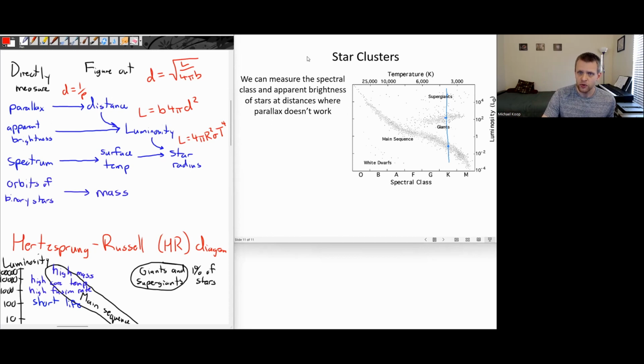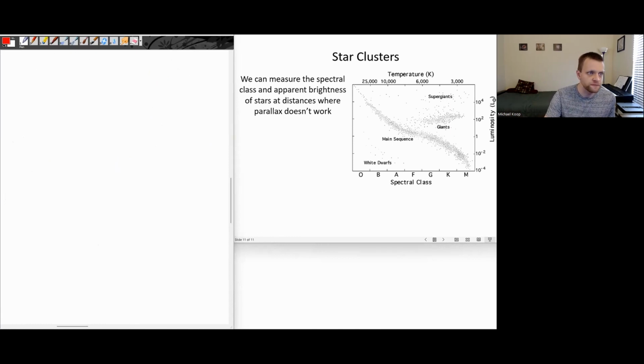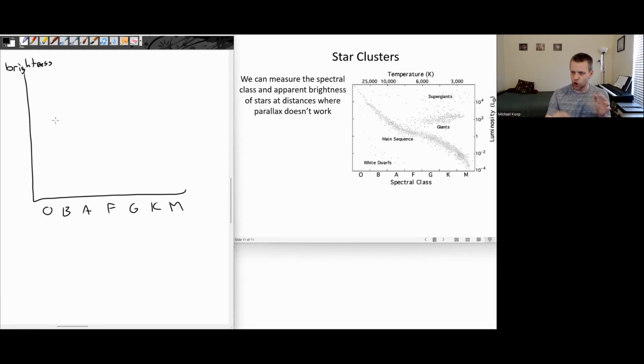However, suppose I look at a cluster of stars, and for that cluster I make a graph of the apparent brightness versus the spectral type: O, B, A, F, G, K, M. Again, this is almost like our luminosity graph, but we're using brightness instead. If I look at a cluster of stars, I can say that all of these stars are approximately the same distance away.